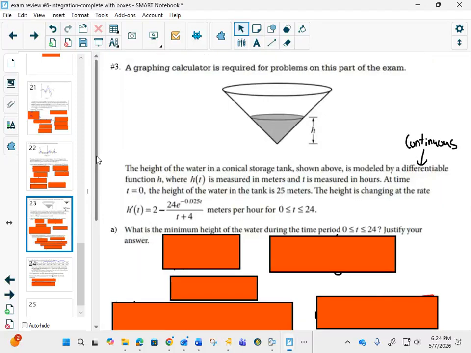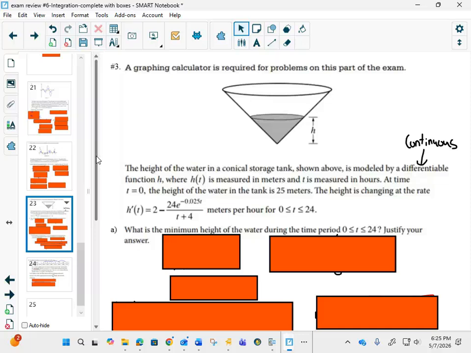Calculator question. The height of water in a conical storage tank shown above is modeled by a differentiable, hence continuous, function h. That is my martini glass. h of t is measured in meters and t in hours. They give us the derivative nicely for us here, h prime of t, in meters per hour from 0 to 24.